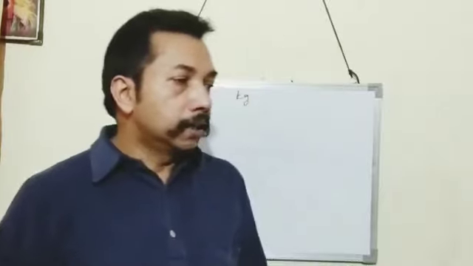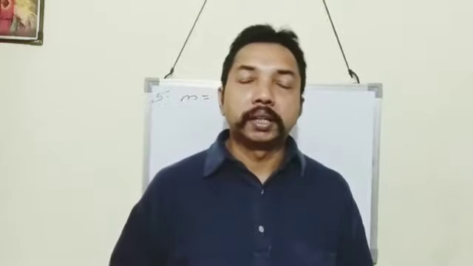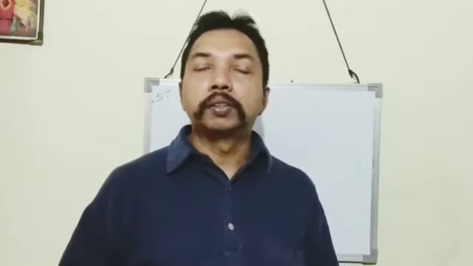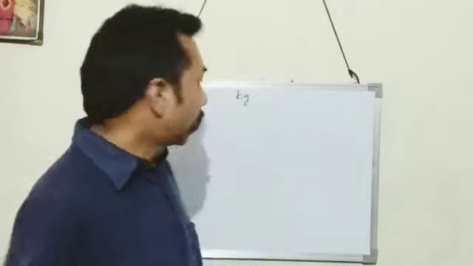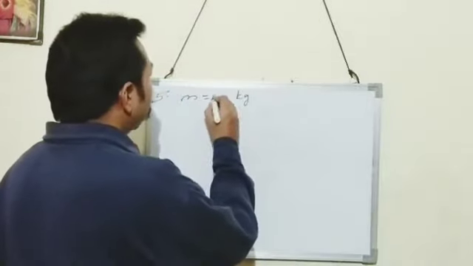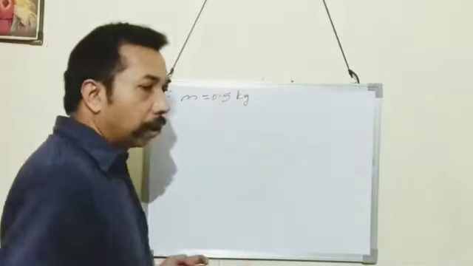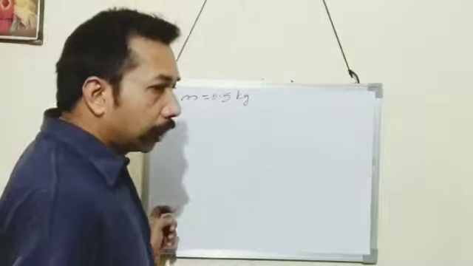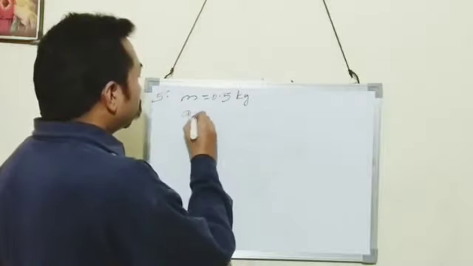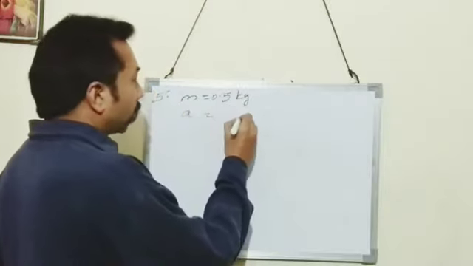Now we are doing question number 5. Calculate the magnitude of force which when applied on a body of mass 0.5 kg produces an acceleration of 5 meter per second square. First of all, we write what all things are given. Mass is given as 0.5 kg. Then acceleration is given as 5 meters per second square.